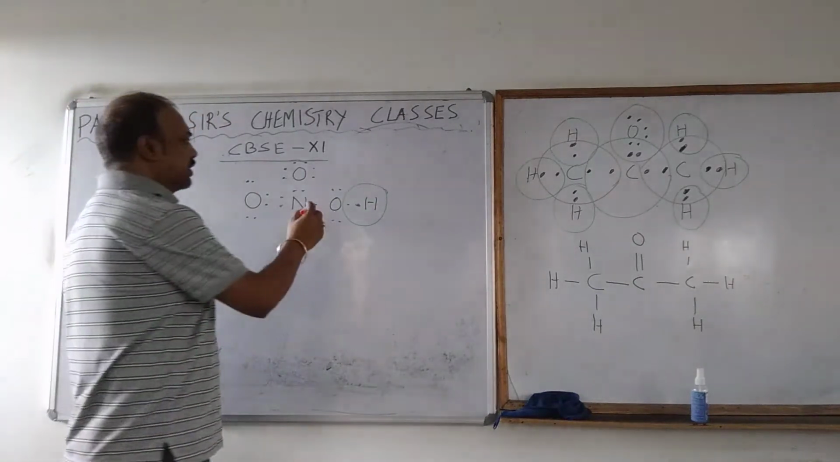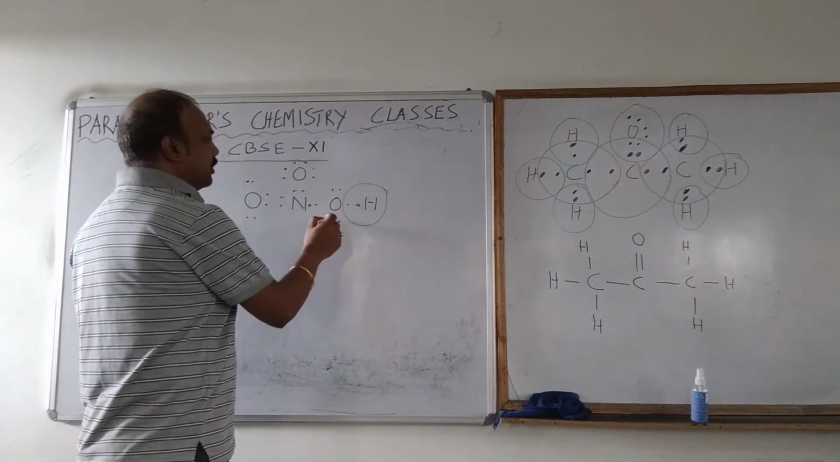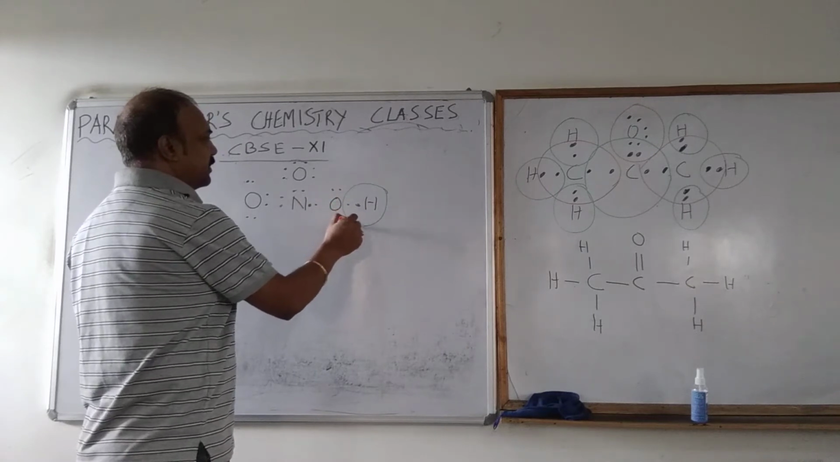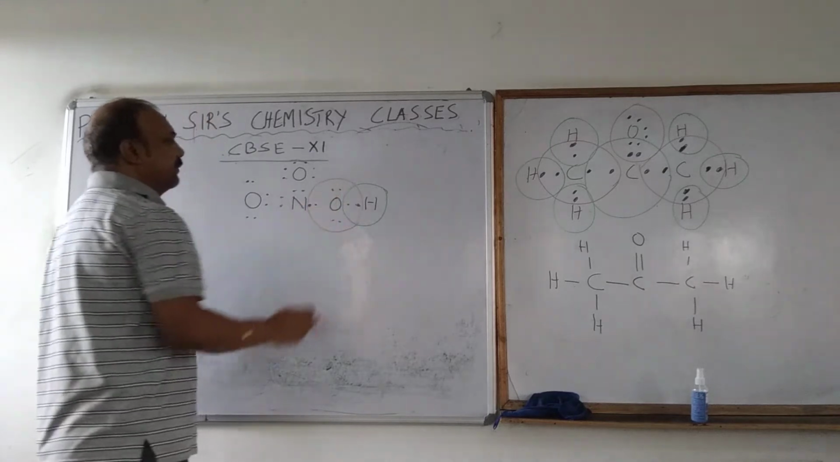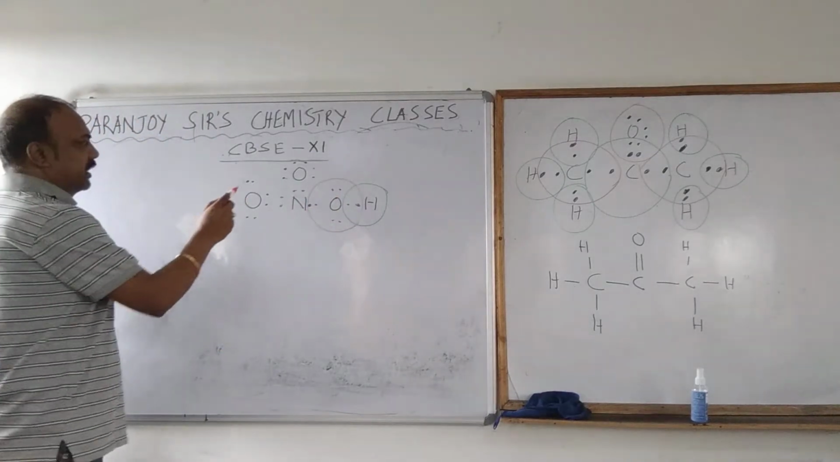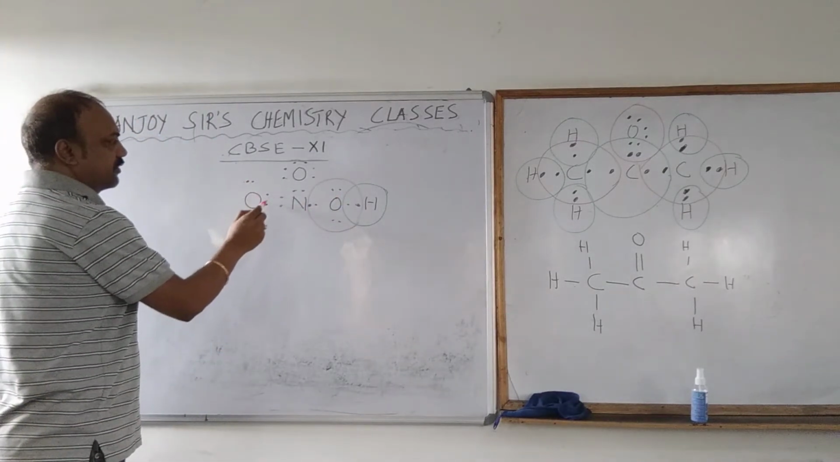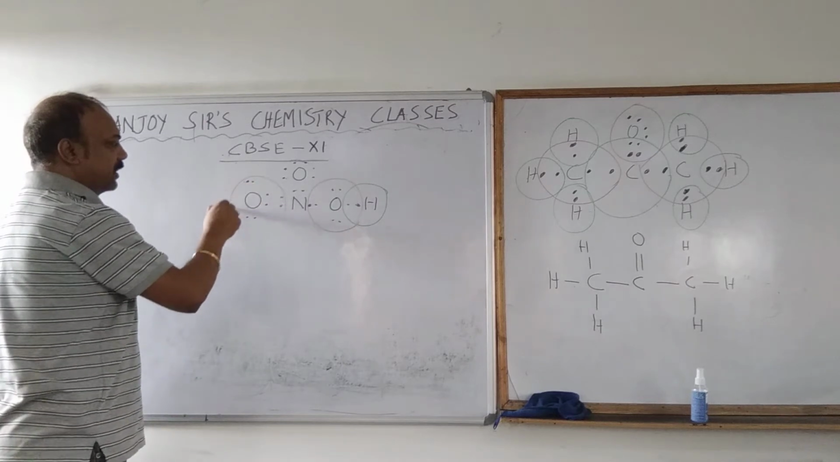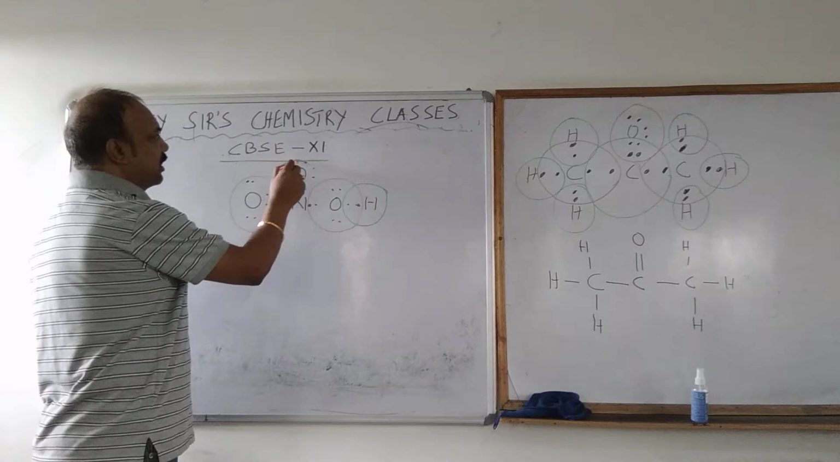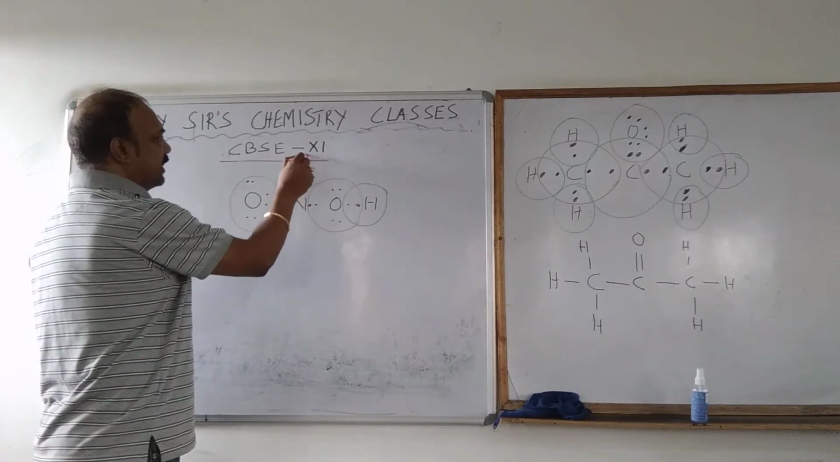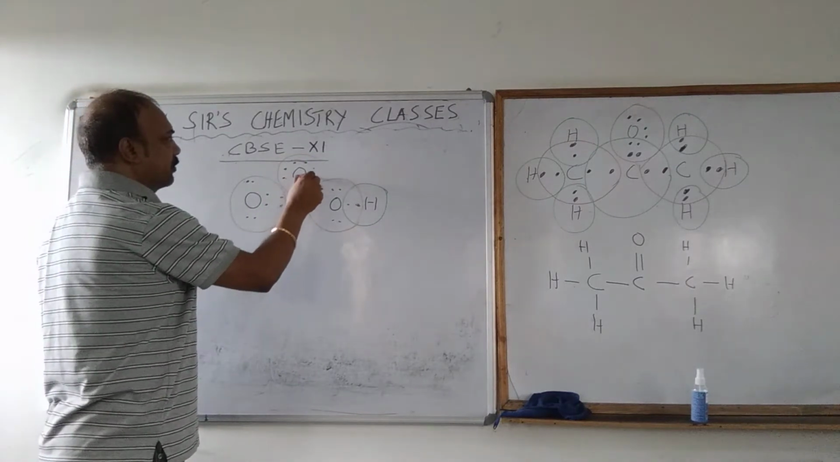Let me make this oxygen 8: 1, 2, 3, 4, 5, 6, 7, 8. So this oxygen is also 8. This oxygen, let us make it 8: 1, 2, 3, 4, 5, 6, 7, 8. So this oxygen is also 8. This oxygen, let us make it 8: 1, 2, 3, 4, 5, 6, 7, 8. This oxygen is also 8.